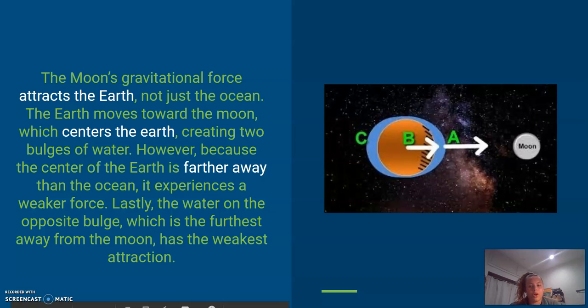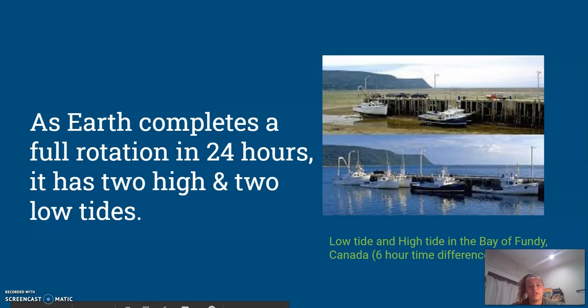Lastly, the water on the opposite bulge, which is the furthest away from the moon, has the weakest attraction. So the water on the side farthest away from the moon also experiences a little force, but it's much less relevant than the force on the water on the side of the moon because it's so far away. So, as Earth completes a full rotation in 24 hours, it has two high tides and two low tides.